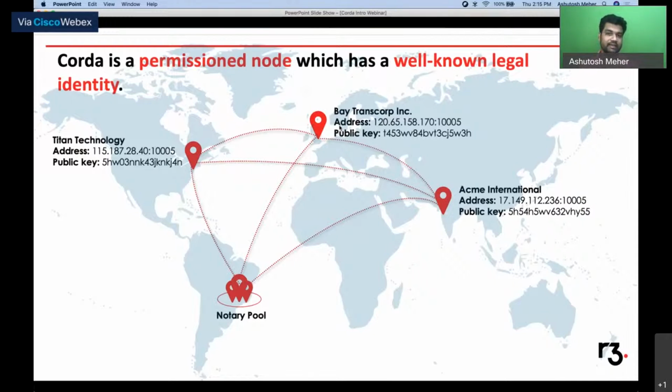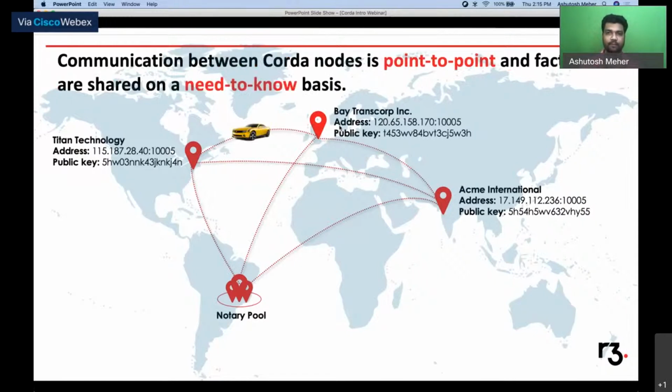One is Titan Technology, the other is Paytranscorp, and then we have Acme International, right? These are real identities. These are the legal names by which these different entities would be identified, other than the public key, since obviously they have a key pair which they use to sign the transactions. But it's not just these keys, they have real strong identities, so it becomes easier for people to communicate with them because they know that these guys really exist in a network. They are real identities.